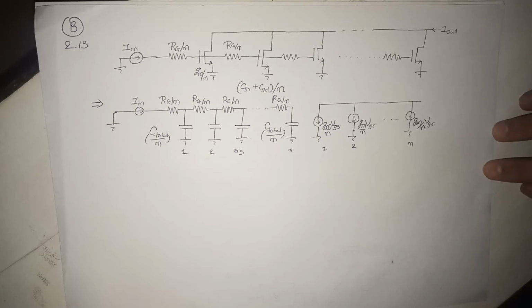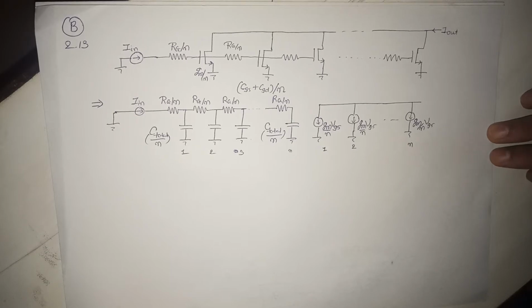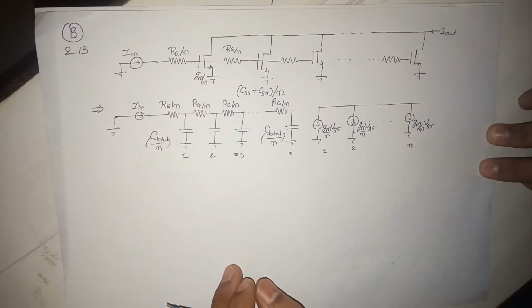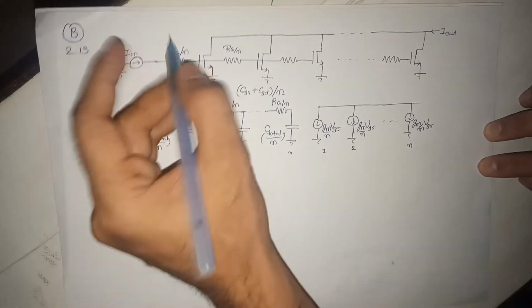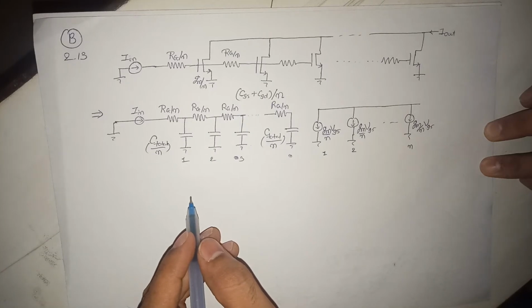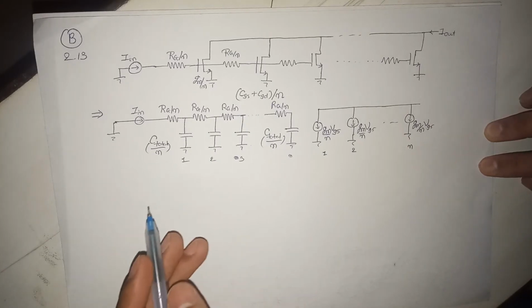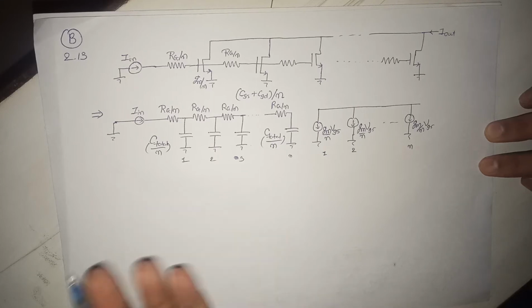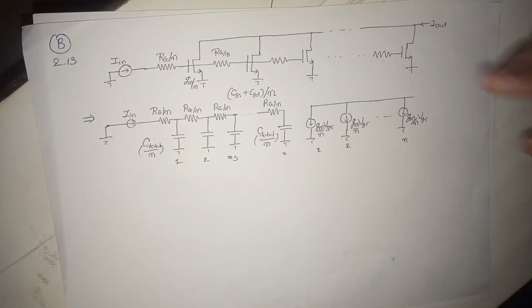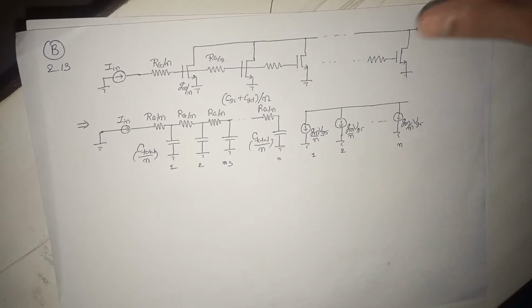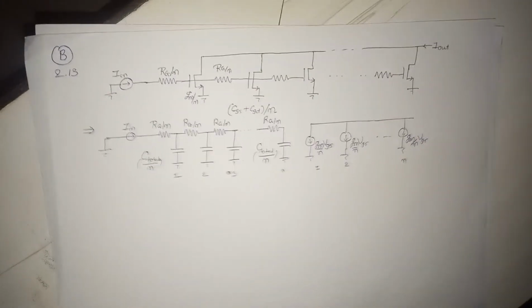We are seeing the solution of 2.13 part B. They are saying gate resistance Rg is significant and the device is modeled as a distributed set of n transistors. The gate resistance is equal to Rg by n, and we need to prove that Ft will be the same as the Ft given by the individual transistor when it is not modeled as a distributed set of transistors.